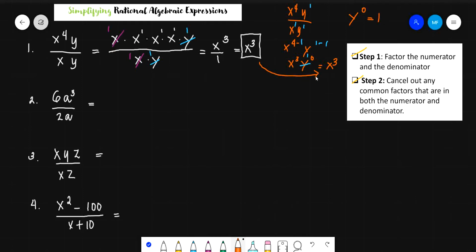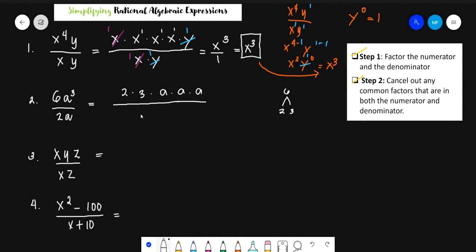Okay? Now, proceed na tayo sa number 2. Ganun din ang gagawin natin. Isusulat lang natin yung mga prime factors nila. Ano ba yung prime factors ng 6? We have 2 times 3. Meron pa ba? Wala na. Susulat natin, 2 times 3. How about yung a cubed? Isulat mo lang ng tatlo, yung a, 1, 2, 3.